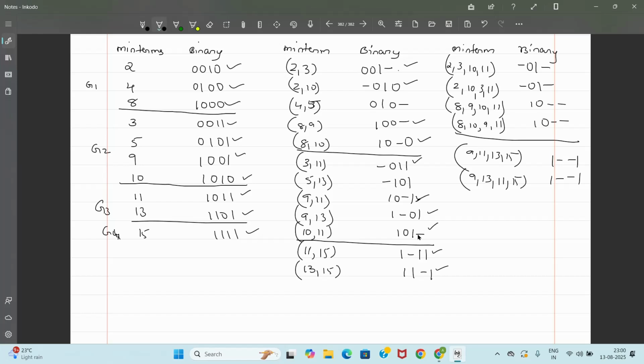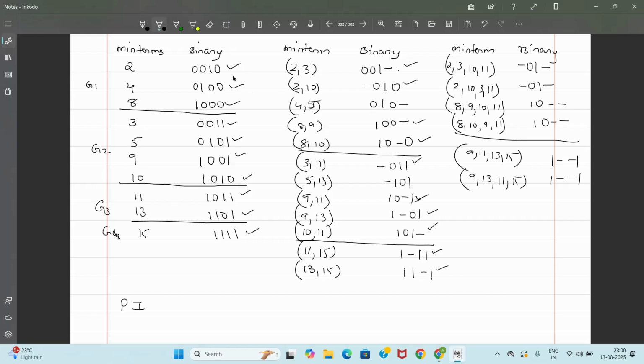10, 11, there is no value which can be compared with 10, 11. So that is done. You're done with the second column comparisons. Now, if you look at the third column, you have two groups, but you cannot compare any number because they don't have dash in the same places. So further simplification cannot be done. You can stop here. And now we can start writing the second table, the prime implicant table.